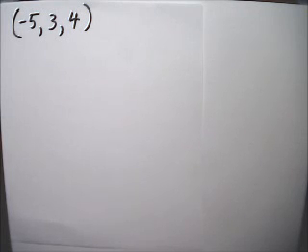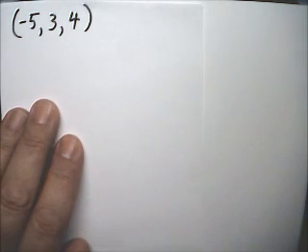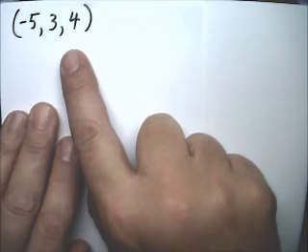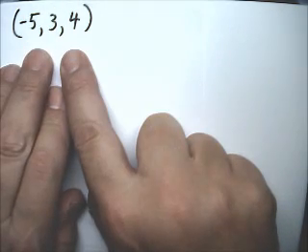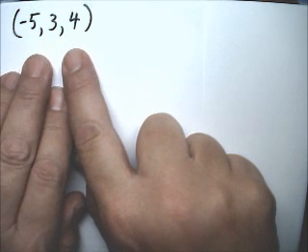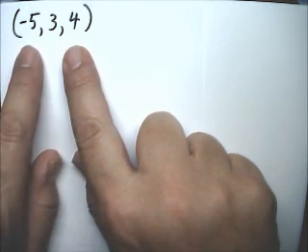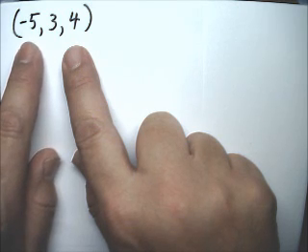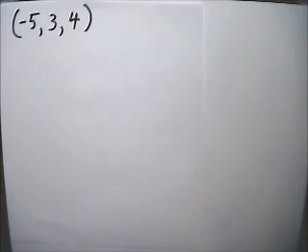Hello, this is Systems of Linear Equations and Inequalities, graphing linear equations in 3 variables, example 1. And we're used to an ordered pair of numbers, and now they're introducing an ordered triple of numbers. The negative 5 is the x, the 3 is the y, and the 4 is the z.